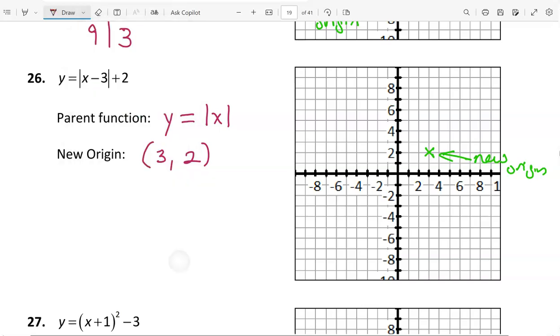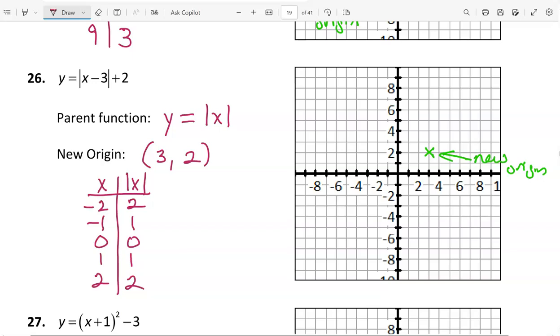And to graph the parent function from there, we can, if you wish, create a table of values. Maybe once you've done this a few times, you won't actually have to create the table of values. You may do this in your head. For absolute values, we need to pick a couple of negatives, 0, a couple of positives to take the absolute value of. Let's take their absolute values and then graph those points from the new origin.